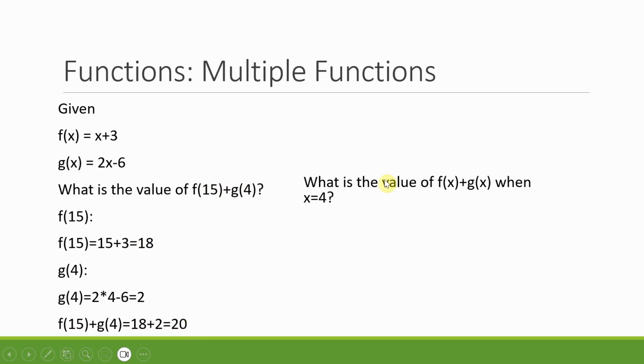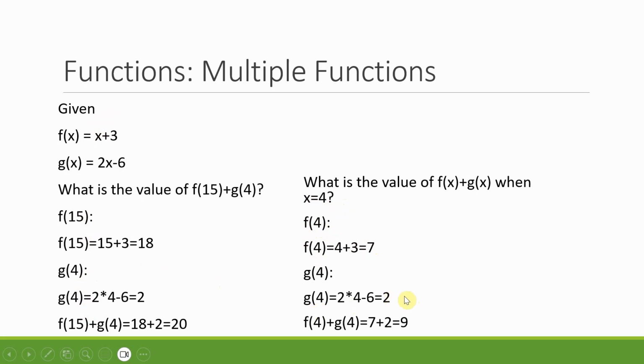Now, another thing you might see is, well, what's the value of f of x plus g of x when x equals 4? So whereas here we had 2 different x values, here we're going to have the same x value. We're going to do the exact same thing, but instead of plugging in 2 different numbers, we're just going to plug in the same number. So now what's f of 4? We did this on the earlier slide. We'll plug in 4 for the x. 4 plus 3 is 7. And then g of 4, we just did that right here. So I'll just type it down again.